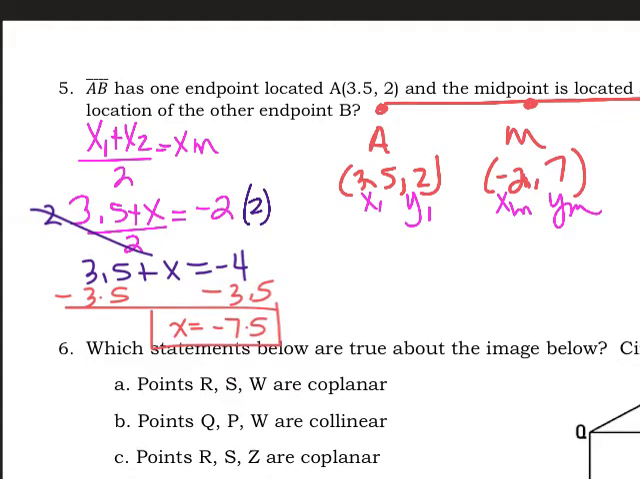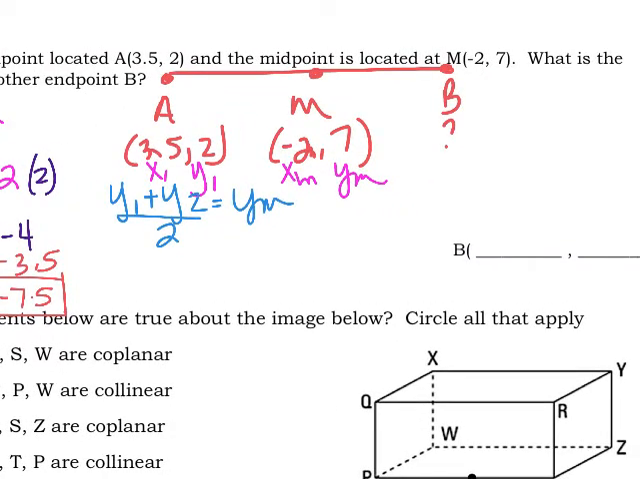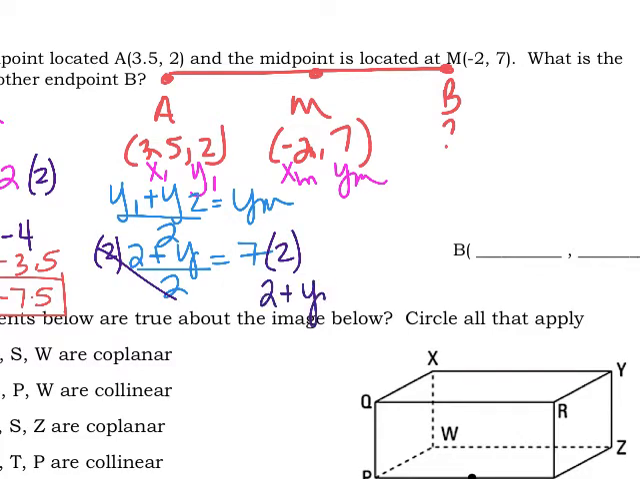All right, let's do the same thing with the y's. So for our y's, we're going to have y1 plus y2 divided by 2 equals ym. So what's our y1 here? 2. Our y2 we don't have, but our ym is 7. Good. The opposite of dividing by 2 is multiply. What's 7 times 2? 14. So 2 plus y equals 14. What should be our last step? All right, so let's subtract 2 from both sides, and our y value is 12. So this is at 12 and -7.5.